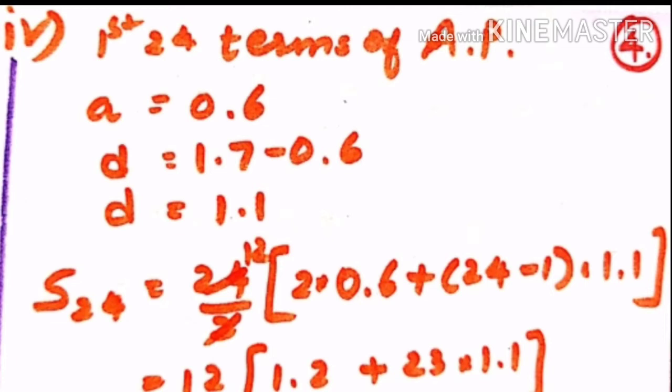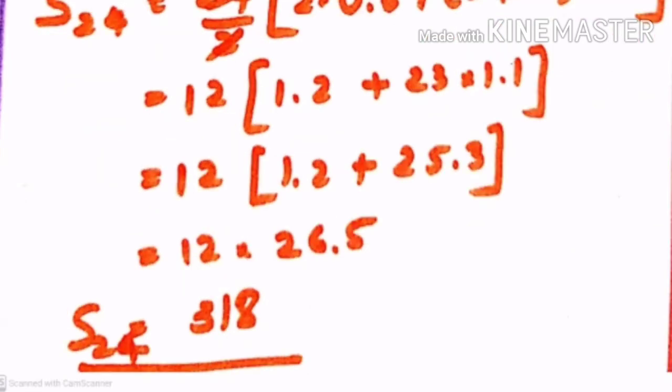So in the bracket we have to calculate first 23 into 1.1 and then add it to 1.2. So here we get 12 outside the bracket, inside the bracket 1.2 plus 25.3, that is the multiplication of 23 into 1.1, and adding it we get 26.5, and multiplying with 12 we get our answer 318, that is the sum of 24 terms. So here we complete the first question, two sums, that is third and fourth.